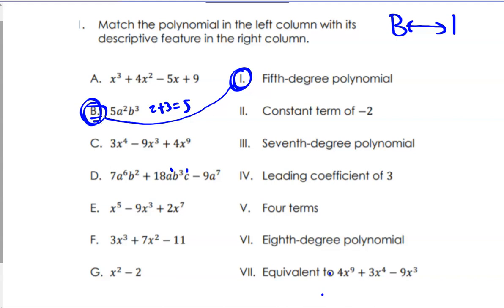All right, a constant term of -2. Remember, constant means just the number, no variable attached. So look at all of our pieces. We want just the -2 to be part of one of my terms. Don't see it, don't see it. Here it is, look. -2 is just by itself on the end, x squared minus 2. So G and 2 are going to match up.